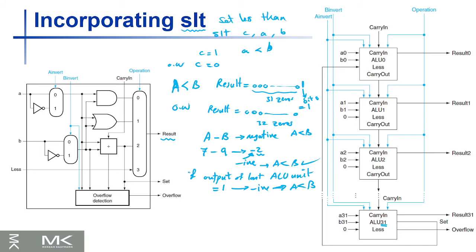So what we're going to do is the following. We're going to take the output of the last bit. This is basically ALU unit 31, this one here. We're going to take the output and call it set. And we're going to connect this set output to the very first ALU unit, ALU 0.